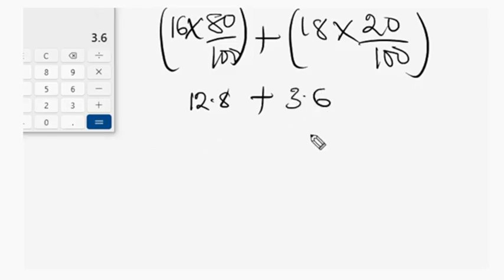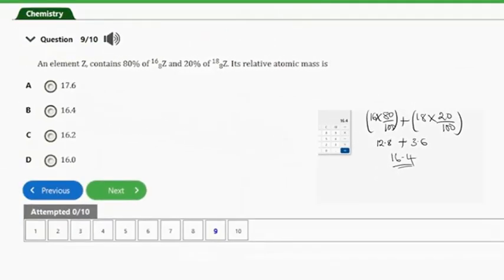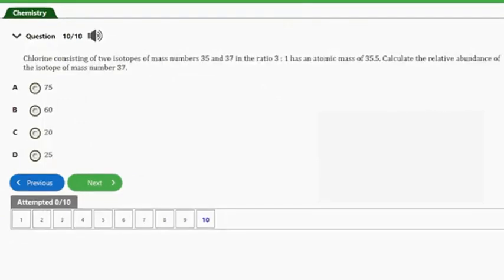So guys, if we add these two, we're going to get 16.4. So that's 16.4, and that's the answer to this question. Here, that's option B. So that's it for that question. Let's go ahead and wipe this. We're going to consider the next question, and that's the last question for this.